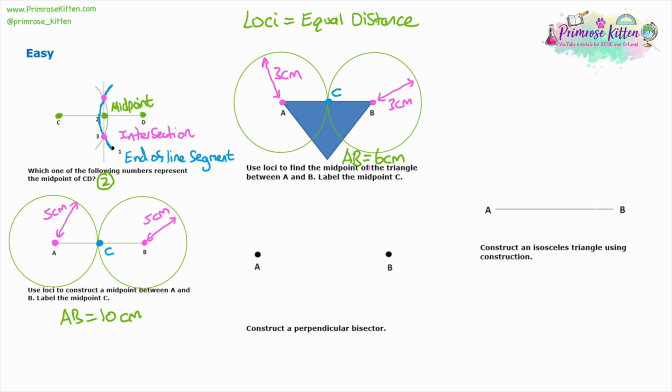Now, moving on to question 4, we've been asked to construct a perpendicular bisector. So it seems like quite a complicated word. What does that mean? Well, first, it's going to be helpful to actually draw the line AB. So let's get that drawn. And what perpendicular means is that it's going to cross that line at a right angle. So do a little sketch.